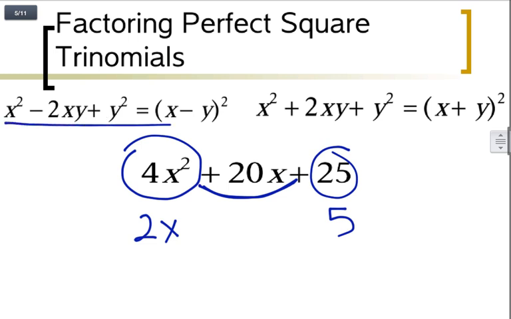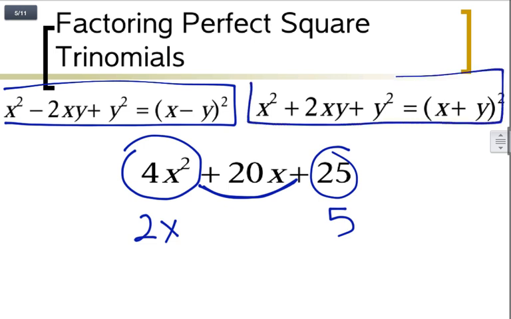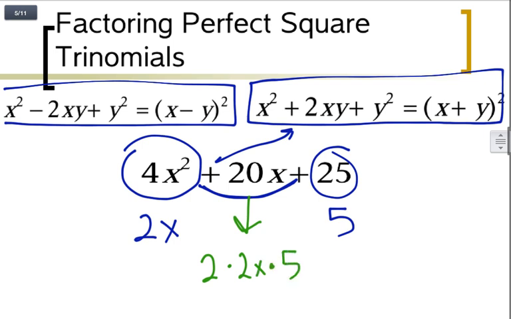Now notice I'm not going to use the one on the left hand side because it's got a minus sign. I'm using the one that has a plus sign for my problem because this has a plus sign. And it just makes a difference in your final answer. So I just check out, is 20x 2 times the first number, 2x, times the last number, 5. And so all I have to do is multiply.